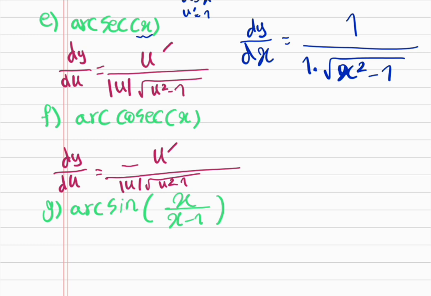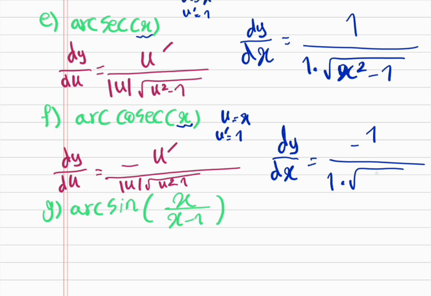In this case, again, u is x, the function inside, so u dash is 1, and therefore the derivative is equal to minus 1 over 1 times the square root of x squared minus 1.